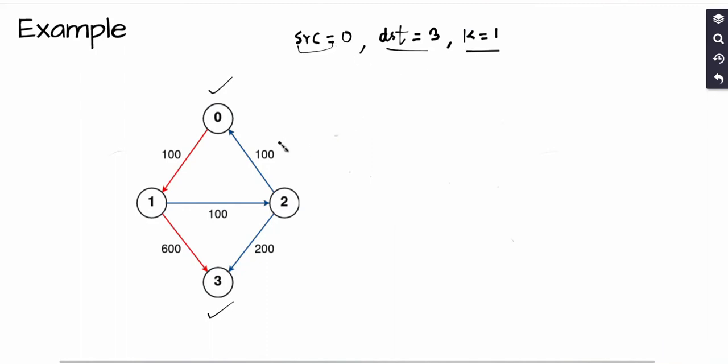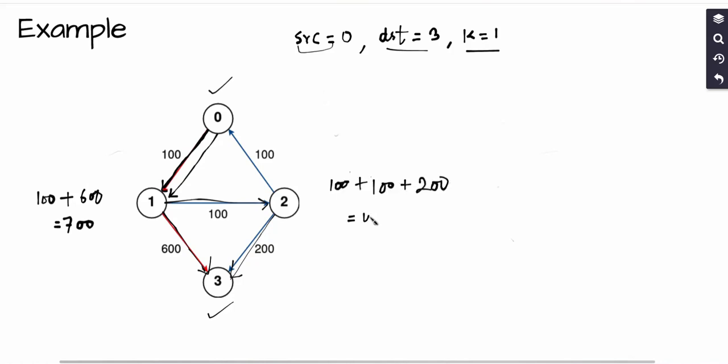So let's see the possible routes from the source city to the destination city. One of the paths would be to move from city 0 to city 1, then from city 1 to city 3, giving me a cost of 100 plus 600, which is equal to 700. Then we have another path where we move from city 0 to city 1, then from city 1 to city 2, then from city 2 to city 3, giving me a price of 100 plus 100 plus 200, which is 400.